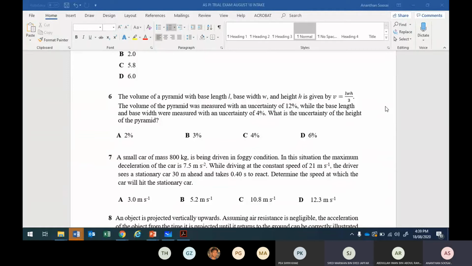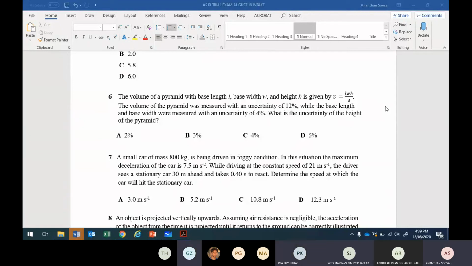Length, width, height is given by that formula. The volume is 12% uncertain, while the base length and the base width are measured with 4% uncertainty. What is the uncertainty of the height?